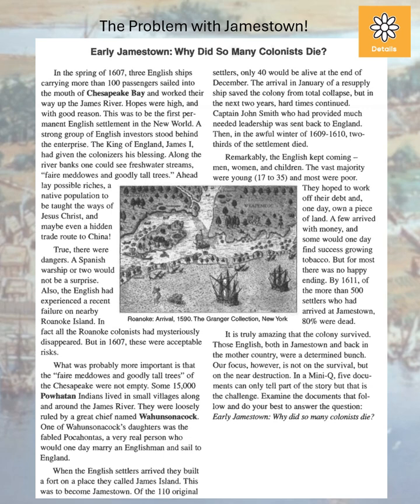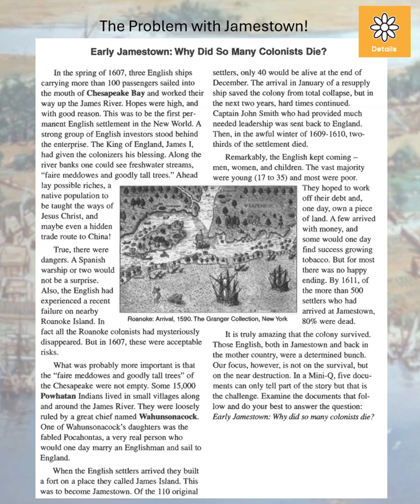Along the river banks, one could see fresh water streams, fair meadows, and goodly tall trees. Ahead lay possible riches, a native population to be taught the ways of Jesus Christ, and maybe even a hidden trade route to China. True, there were dangers. A Spanish warship or 2 would not be a surprise. Also, the English had experienced a recent failure on nearby Roanoke Island. In fact, all the Roanoke colonists had mysteriously disappeared. But in 1607, these were acceptable risks.